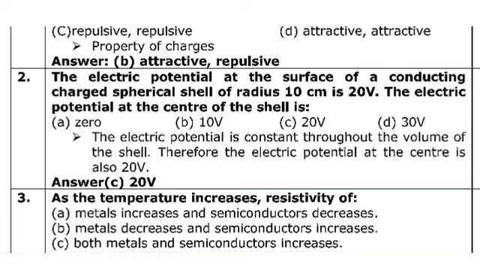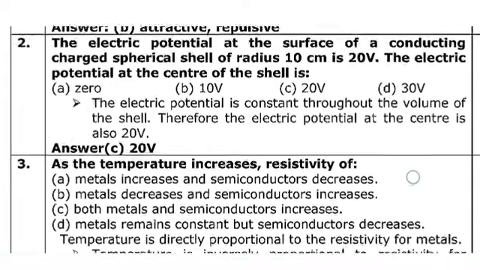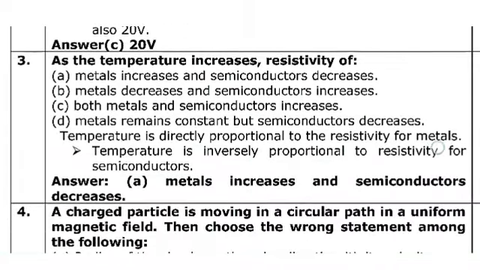So the electric potential is constant. We know that electric potential is constant throughout the volume of the shell. Therefore electric potential at the center is 20 volt. Here the electric potential is constant, so they ask the value of electric potential, V value. So we know that it is 20 volt then. So option C is our correct answer. Next question, question number 3.